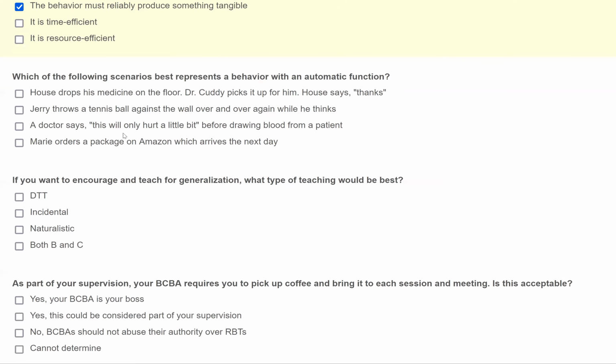C, a doctor says this will only hurt a little bit before drawing blood from a patient. Why is it not automatic? Well, because there are two people involved. This is social. D, Marie orders a package on Amazon, which arrives the next day. Well, the package doesn't get there on its own, right? It involves other people and other processes in order to get the package to Marie. D is not automatic either. The only one that is automatic, essentially alone, sensory, however you want to say it, is going to be B. Jerry, by himself, throws a tennis ball against a wall over and over again while he thinks.